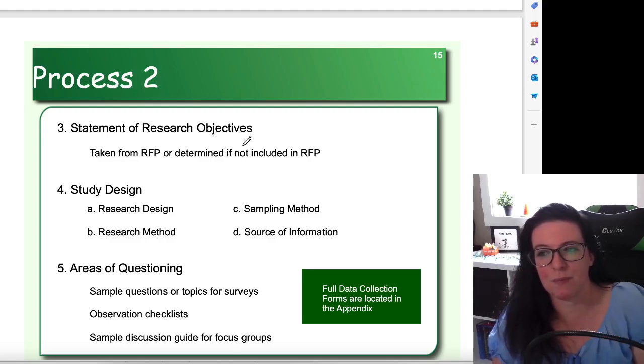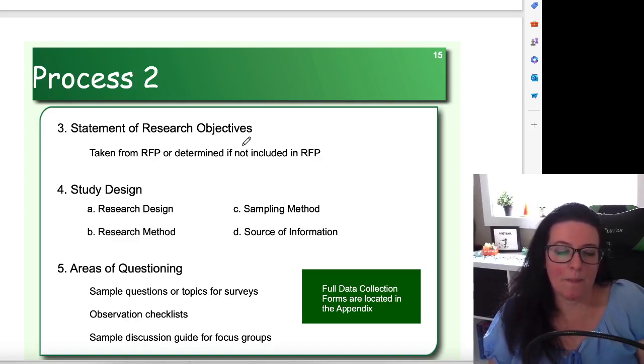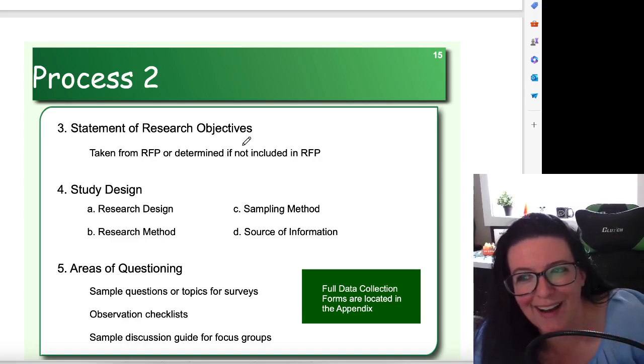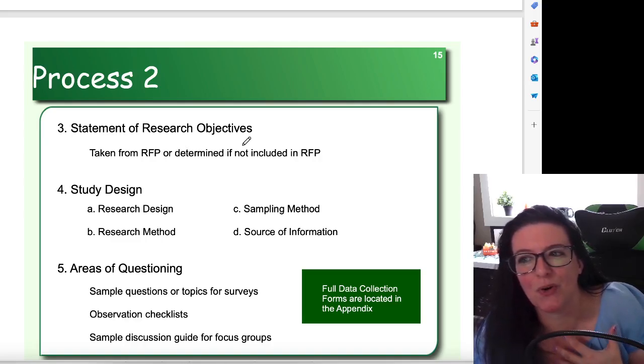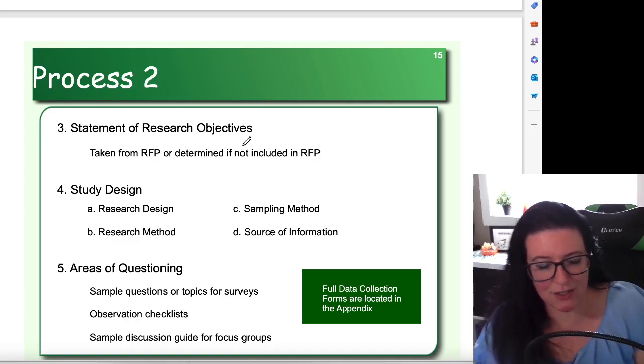There are different types of methods. And you can drill down even more. Within those, there are other areas too. So for example, you can do interviews. So that is one person talking to the other person.